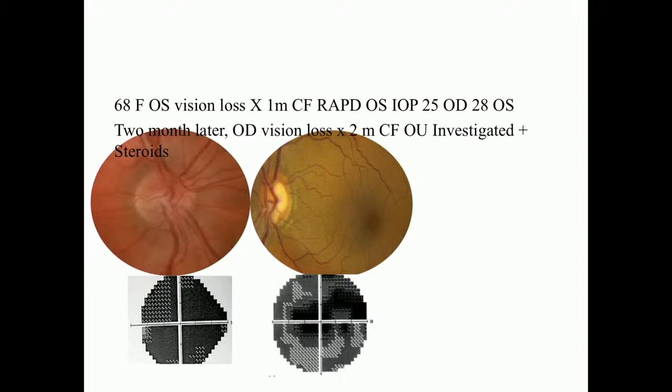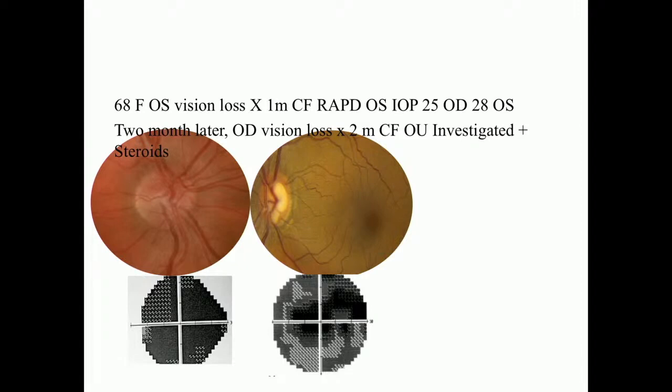She comes in 2 months later, and this happens in the right eye now. And so she's losing her vision to counting fingers over the past 2 months this time. So looking at the optic nerve here, it looks swollen, not like the first eye, right? And so this patient was investigated again for a possible retrobulbar optic neuritis that is atypical. So blood work was done, whole body scan was done, imaging was done of the brain, and no cause was found.